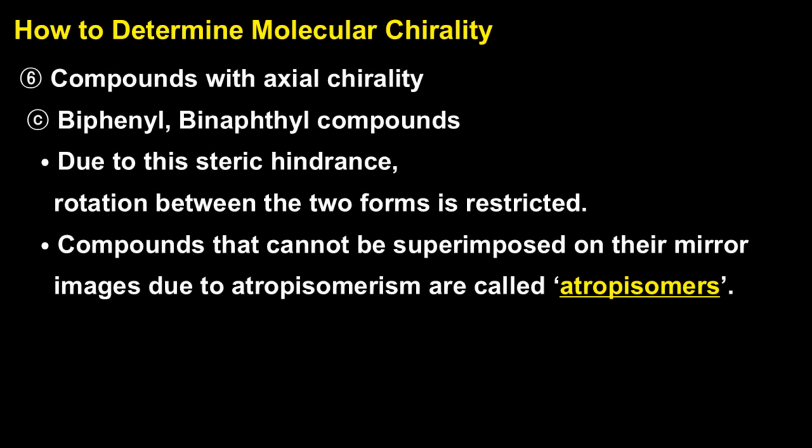Because of this steric hindrance, the molecule can't freely rotate around the sigma bond. Instead, it gets locked into a fixed 3-dimensional shape. This restriction creates axial chirality in biphenyl systems, a phenomenon called atropisomerism. The chiral molecules formed this way are known as atropisomers.